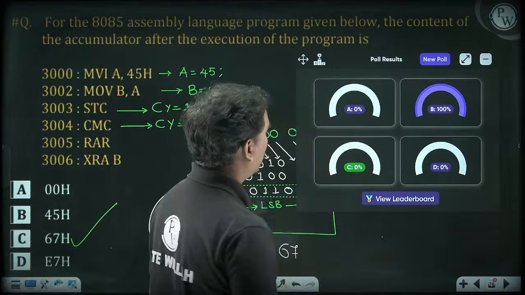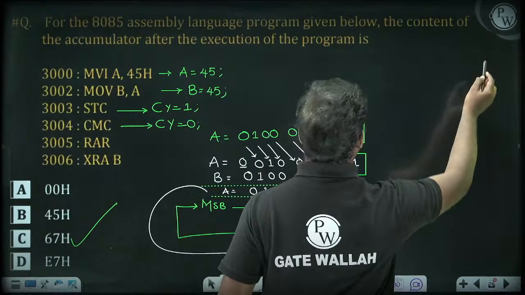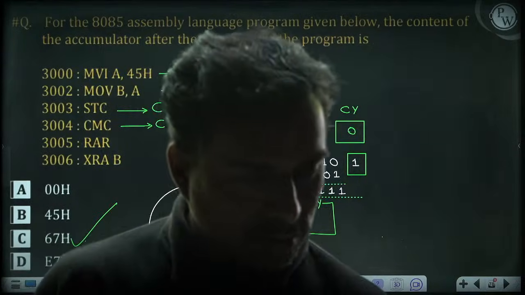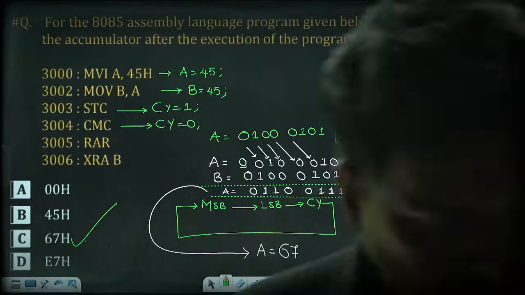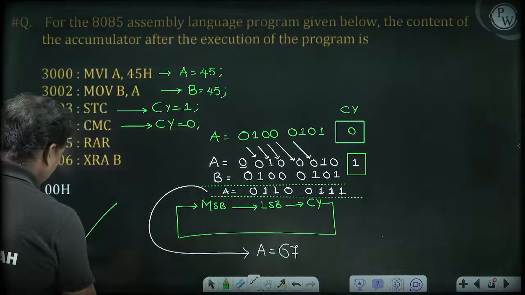Nobody is giving option C. Option B is being given, but B is wrong. Option C is the right answer. Check once again. Set 67.